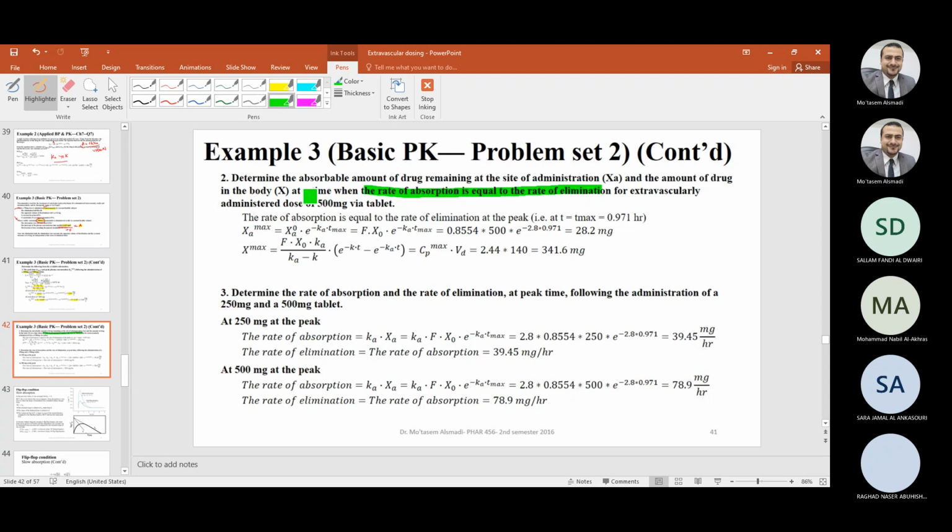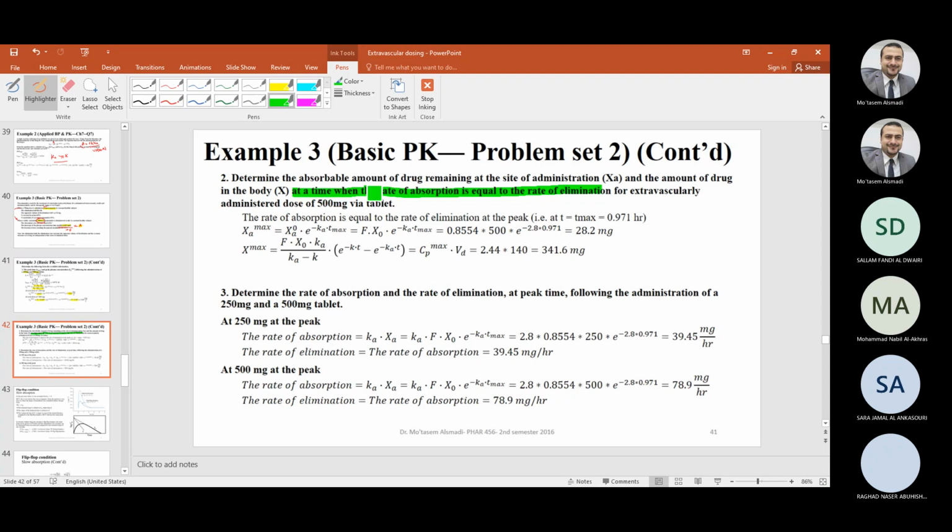When is the rate of absorption equal to the rate of elimination? This is asking us to get these calculations at time equal to T max. So this is the definition of T max, right? And I can replace this whole thing by T equal to T max.